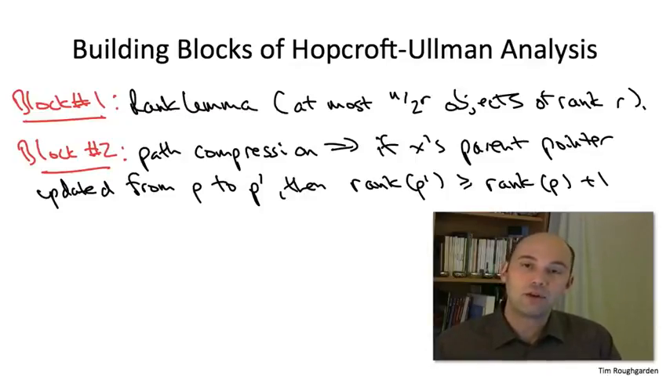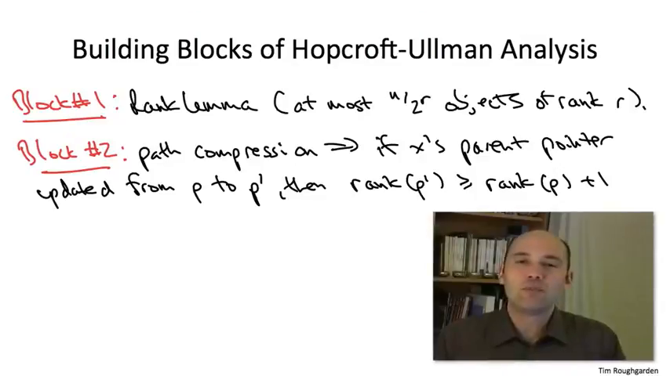And then for visits to bad nodes, we used the second building block to argue that every time you visit a bad node, the rank of its parent increases. And that can only happen so many times before the rank of this object's parent is so much bigger than this object's rank itself that the node has to be good. You have to make a lot of progress by following its parent pointer.